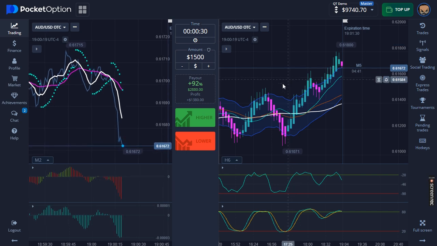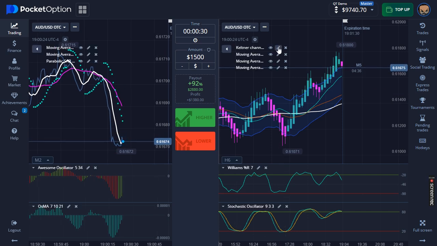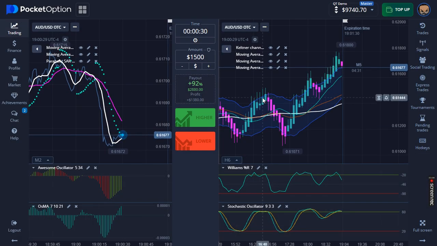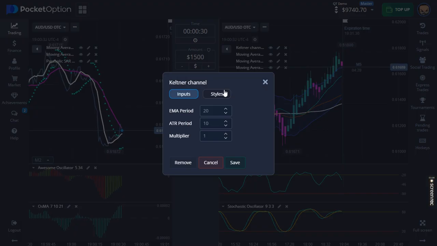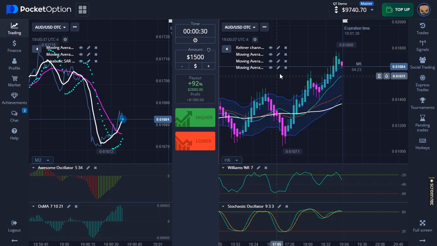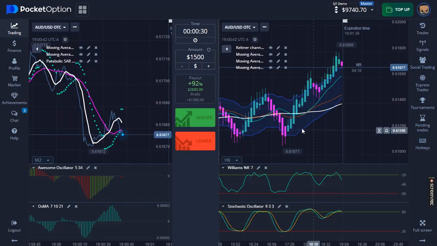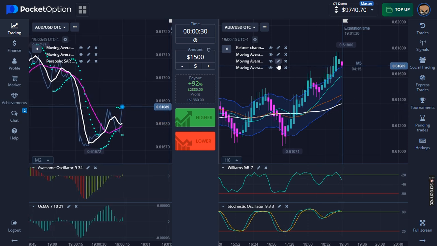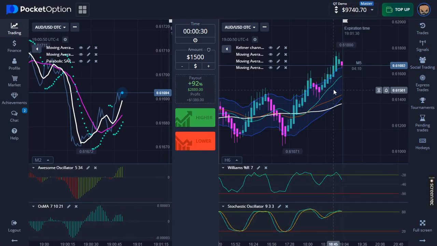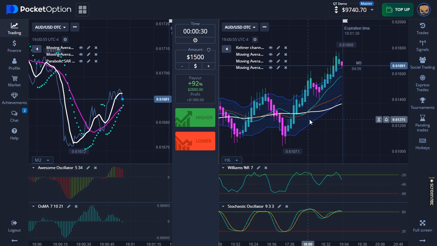So basically, on the right hand side, I have my Keltner channel settings at 20, 10, and 1. I don't have a middle line, the middle moving average, on my Keltner channel. Instead, I use 3 moving averages. I have a 50 SMA, which is this thick white line right here. I have a 13 SMA, which is the light blue line right there. And I have a 26 SMA, which is the orange line right there.